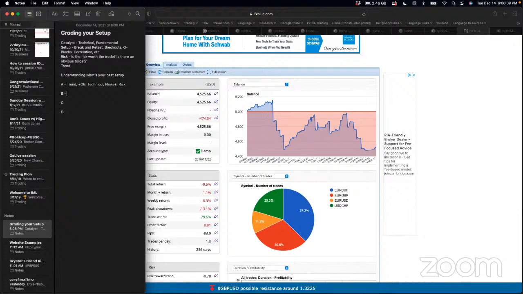Now, an example of a B setup. I am with the trend, but maybe there's no news. Maybe I'm seeing a break and retest setup, but I don't prefer break and retest. My risk is going to be a little off because if I'm trading a break and retest, I'm probably going to have to use a bigger stop loss. So my risk won't be the greatest, and there's no news, but technically I do have what I need to see to take a break and retest. Something like that would give me a B setup.